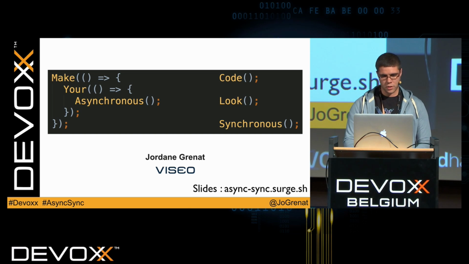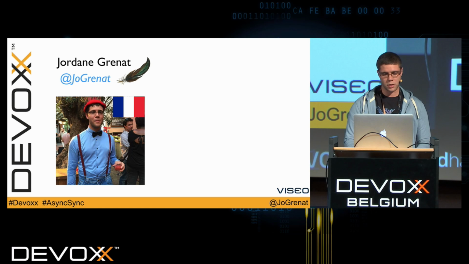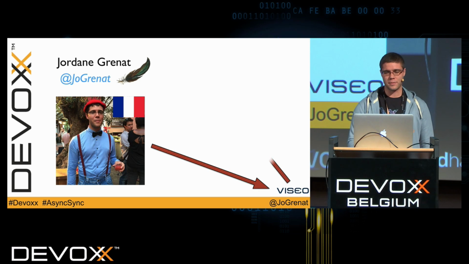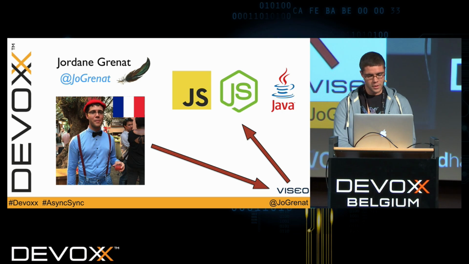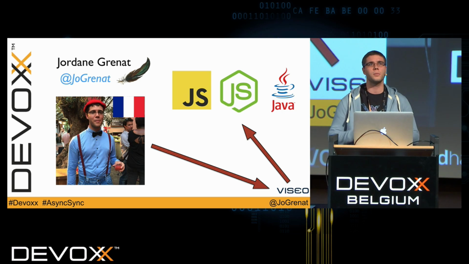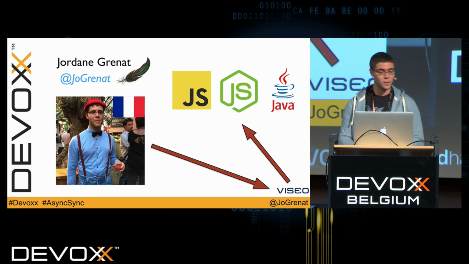So a quick presentation, my name is Jordane Grenat. I'm a French web developer, so I'm a French cliché, I love wine, cheese and snails. I work at a great company, Viseo, and I'm working with Node.js, JavaScript generally, and Java. Okay, another thing about me is that I love TV shows. I watch so many TV shows, I can't even keep track of everything I need to watch.